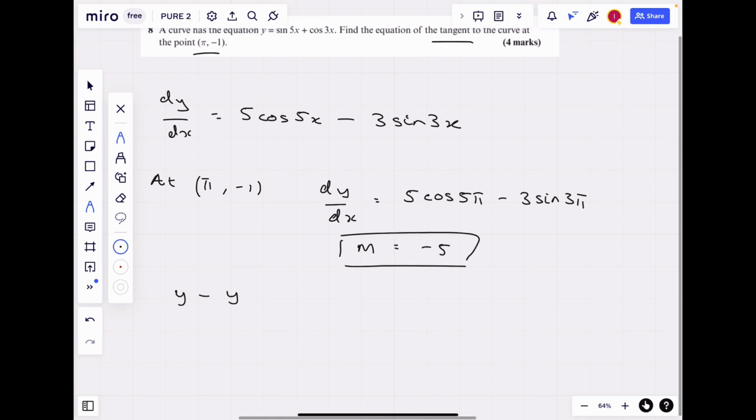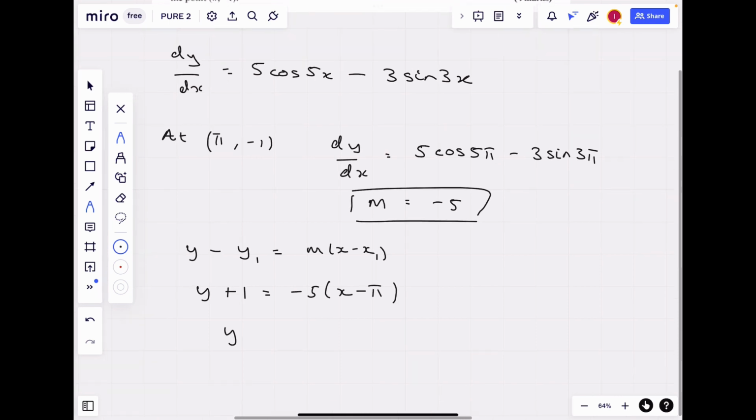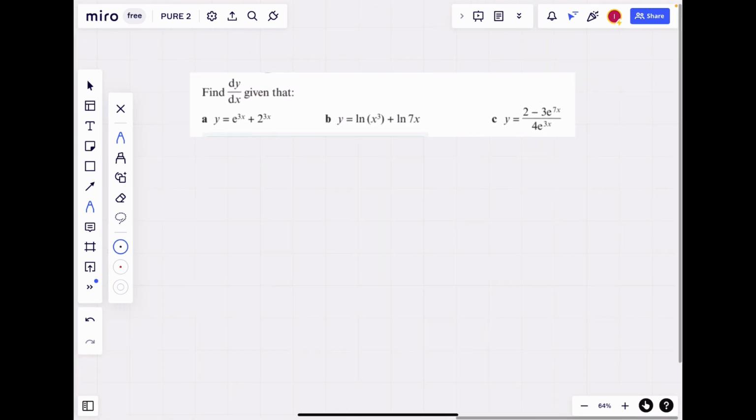You do y minus y1 equals m(x minus x1) because you have a tangent. So y plus 1 equals minus 5(x minus pi). So y plus 1 equals minus 5x plus 5 pi. So y equals minus 5x plus 5 pi minus 1. That's the equation of your tangent. Okay, have a look at those questions for me, please.